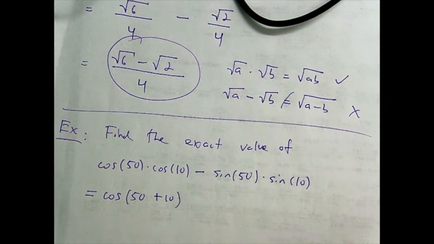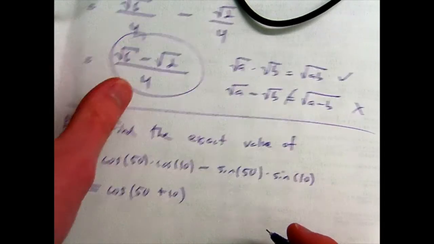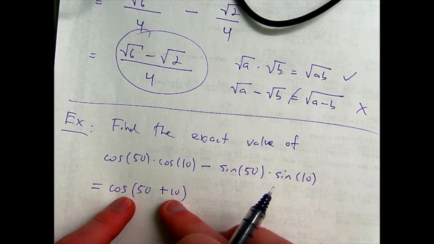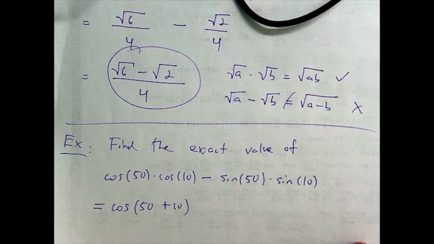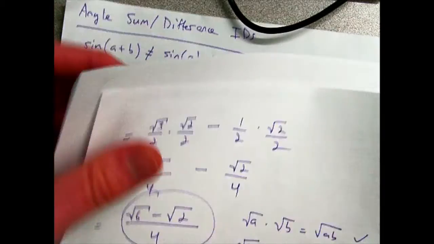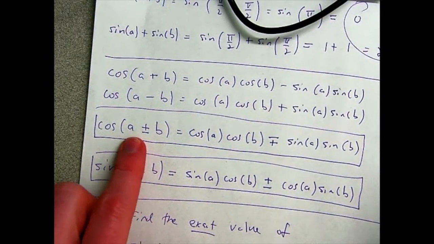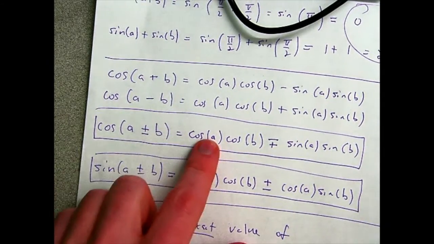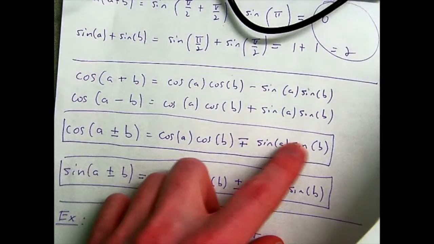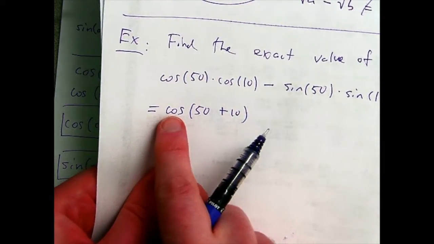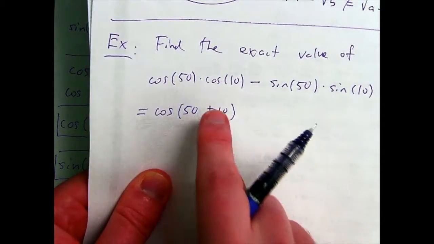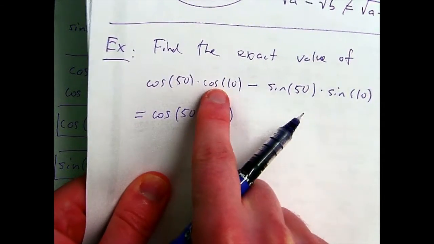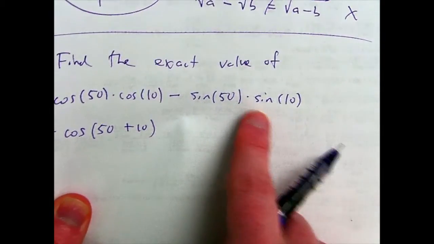So the thing to recognize is that cosine of 50 plus 10, if you applied the cosine sum formula to this angle, then it would spit out exactly this, right? Because the cosine sum formula says if you have cosine of A plus B, then that's cosine A cosine B minus sine A sine B. That's exactly what we have here. If you applied the cosine sum formula, you'd have cosine 50 plus 10 is cosine 50 times cosine 10 minus sine 50 times sine 10.